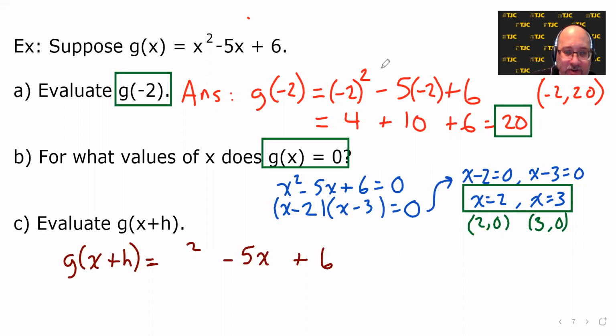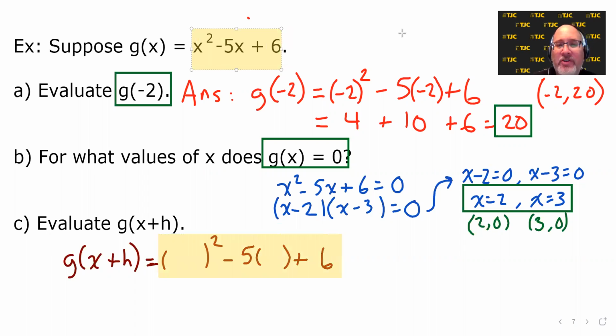Then get rid of each x and replace it with parentheses. Let me make this parentheses a little wider. By replacing each x with parentheses, you are preserving the structure of the original function, something squared minus 5 times something plus 6. But by replacing the x's with empty parentheses, you are providing yourself a space to write the input, x plus h, in each parentheses.